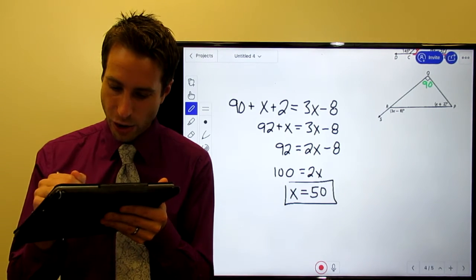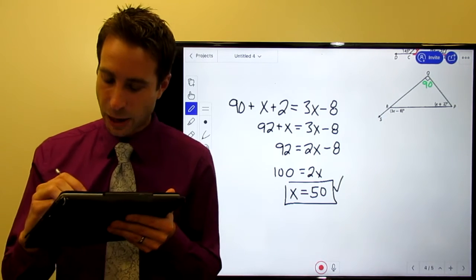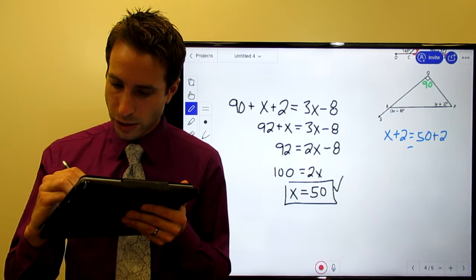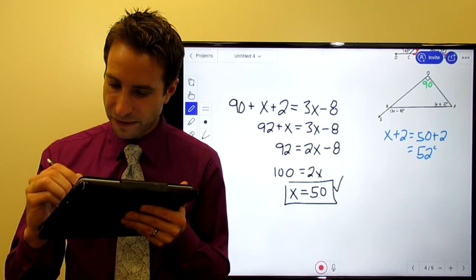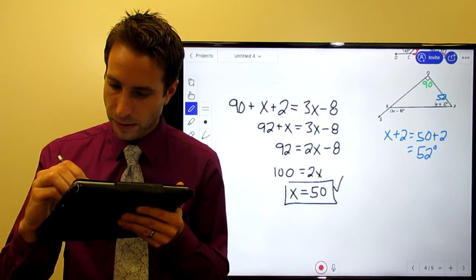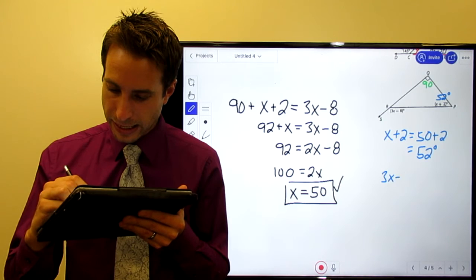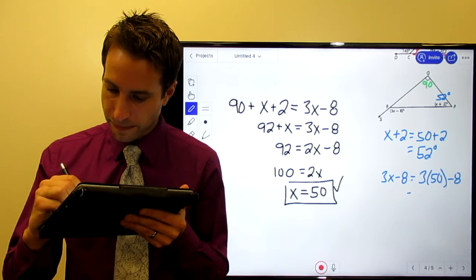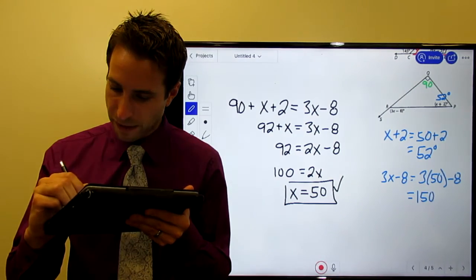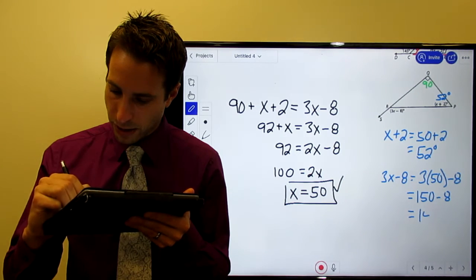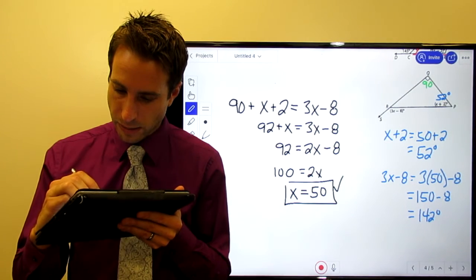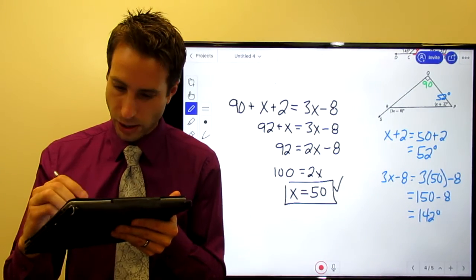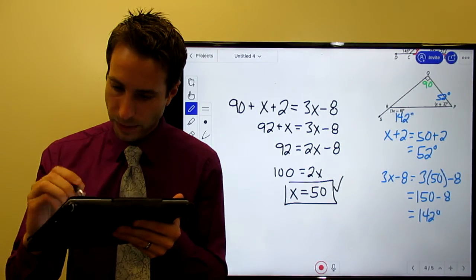Okay, fantastic. Now that I know that, let's figure these angles out. X plus 2 is equal to 50 plus 2. So that one is equal to 52 degrees. 3x minus 8 is going to be equal to 3 times 50 minus 8. 3 times 50 would be 150 minus 8, how about 142 degrees. So this is going to be 142 degrees. That is a terrible 142. You probably can't read it. Let's try again. That's a little bit better.